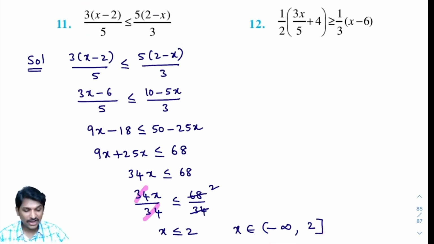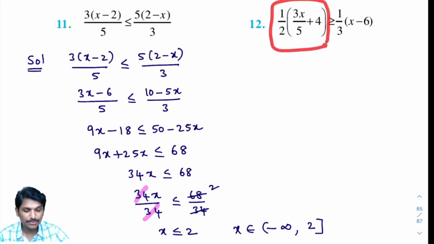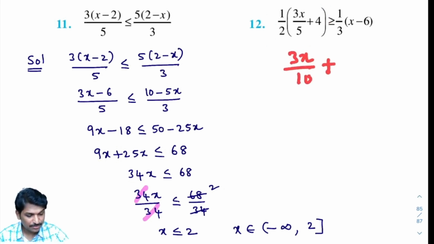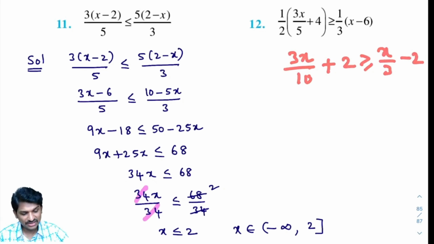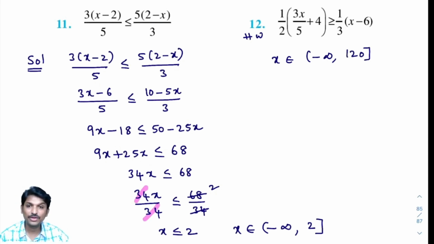Okay. So I want you to try this problem. Very simple. First, you simplify left hand side part. You multiply with 1 by 2. Then what this will become? This will become 3x divided by 10 plus 4 by 2 is 2 greater than or equal to 1 by 3 into x is x by 3 minus 6 by 3 is 2. You will get like this. Afterwards, you write all x terms at one side, remaining all other side. And then you will get x values. This is the 12th problem. This is homework. I want you to do this problem on your own. The answer is minus infinity to 120, open at minus infinity and closed at 120. This is the answer. Okay.